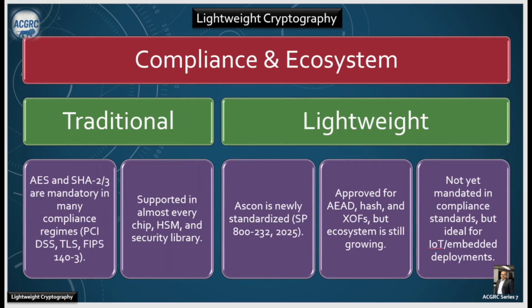Traditionally, AES and SHA-2, SHA-3 are mandatory in many compliance regimes. They are supported in almost every chip, HSM, and security library. Whereas Ascon is a new standard. It's approved for AEAD, hash, and XOF, but the ecosystem is still growing. It's not yet mandated in compliance standards, but ideal for IoT or embedded deployment.